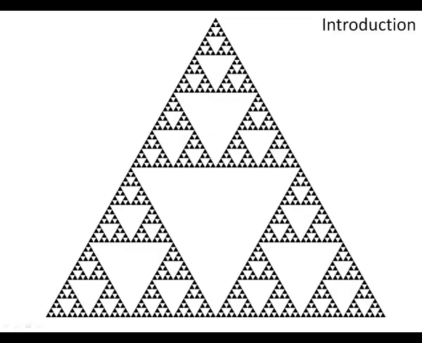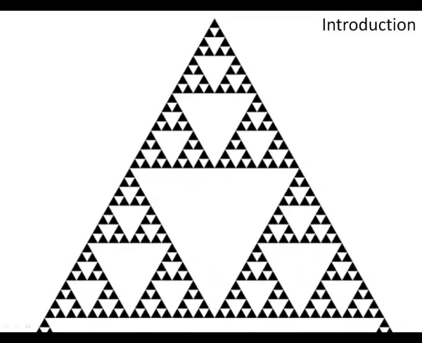For example, this is a Sierpinski triangle, something I'm sure you've seen at some point. This works very well with recursion, as it can be broken into smaller components. You'll notice that this triangle is made up of three similar triangles. If we zoom in on one of these triangles, we again have a triangle composed of three similar triangles.